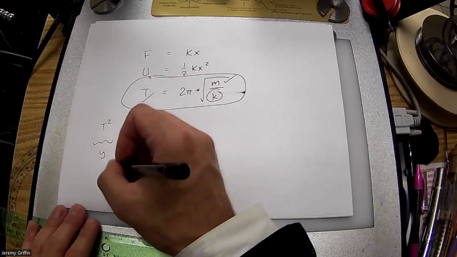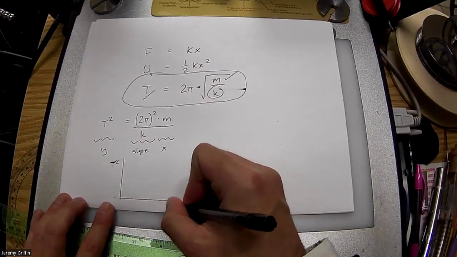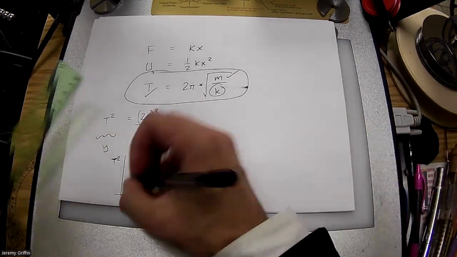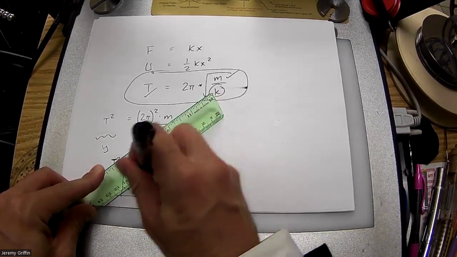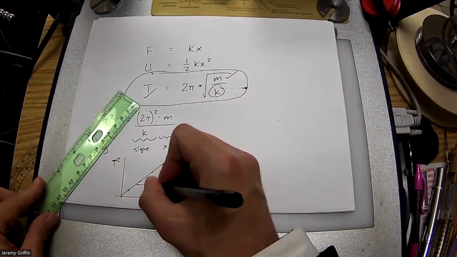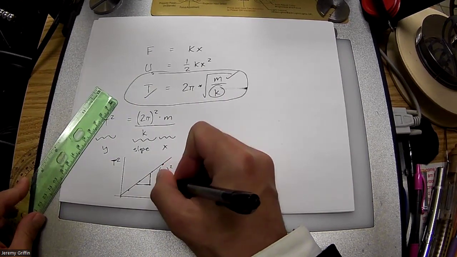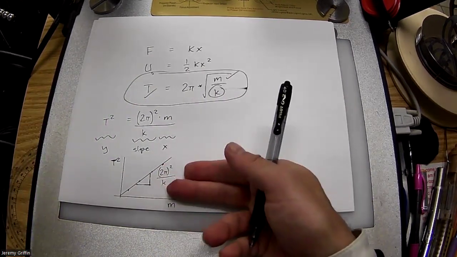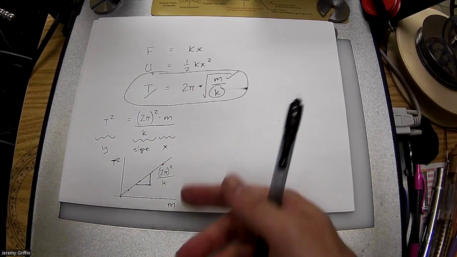So you could put time period squared on the vertical axis. You could put the masses on the horizontal, okay? And all these points would line up in a straight line, and the slope of that line would represent (2π)² over k. So once you get the slope, you can set it equal to that expression and do a little bit more algebra to solve for that k, okay? That's what I do.